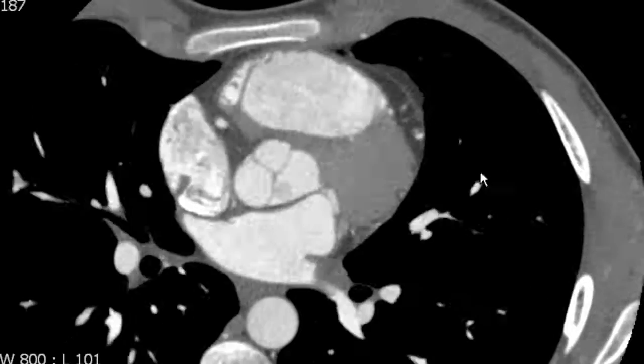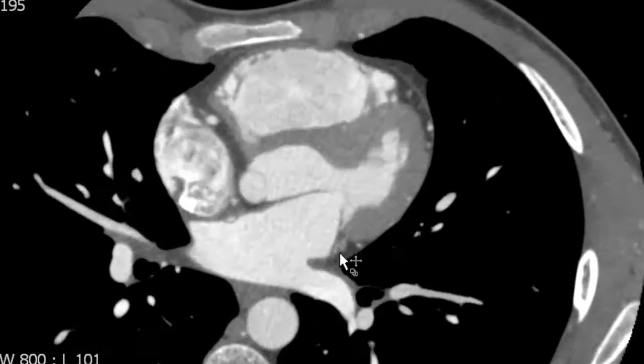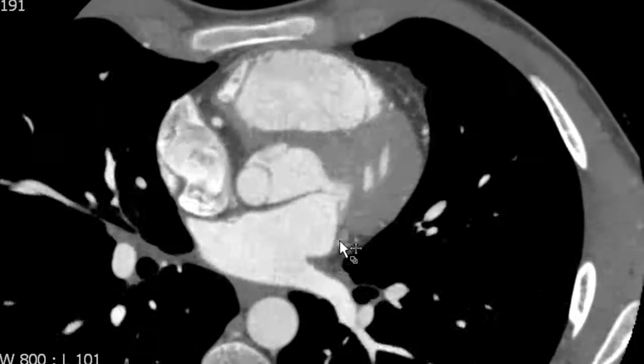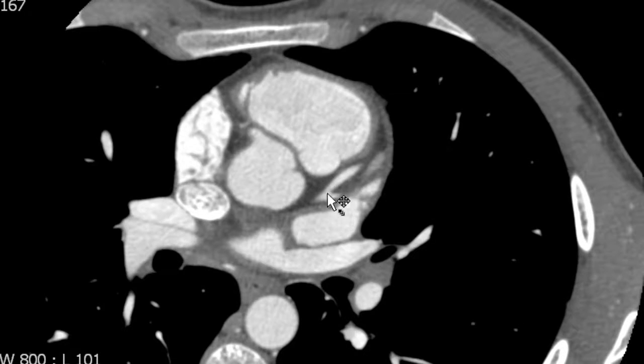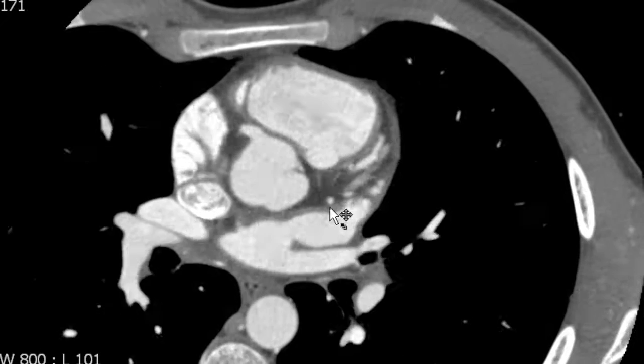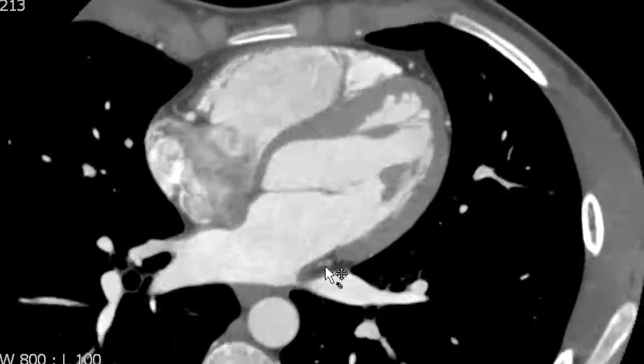Next, we're going to look at the left circumflex coronary artery. We can see that the left circumflex lives in the AV groove on the left margin of the heart, or the obtuse margin of the heart. And it starts at the bifurcation of the left main and has a very variable anatomy.